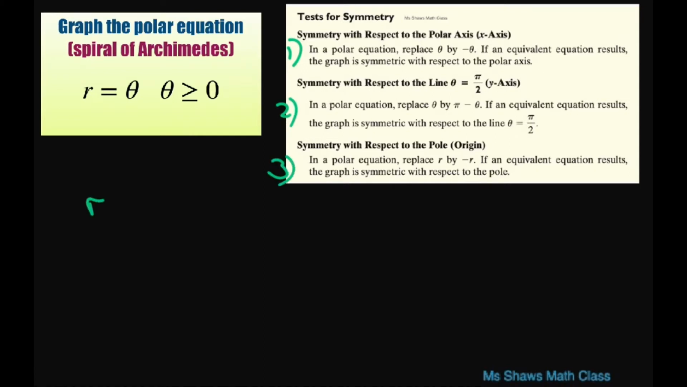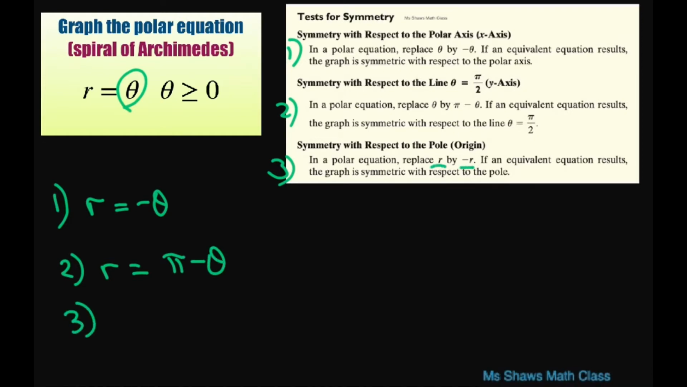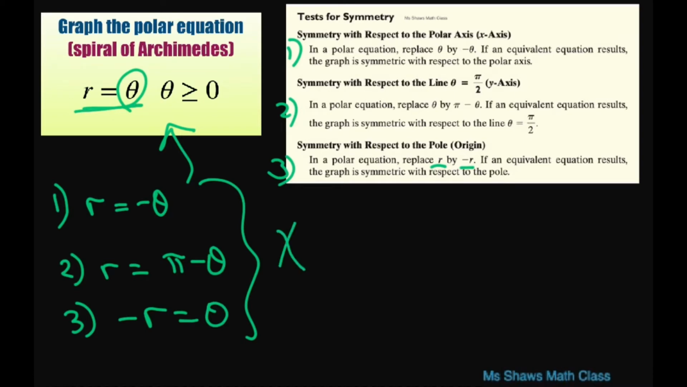But anyway, if we do call this test 1, 2, and 3, for test 1, we set r and we set our theta to be negative theta. And for 2, we would set our theta to be pi minus theta. And for 3, we set r replaced with negative r. None of these equations are equivalent to our original, so they all fail. So there's no symmetry on this.